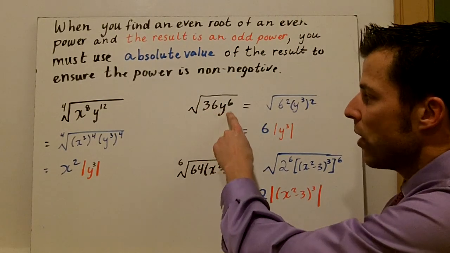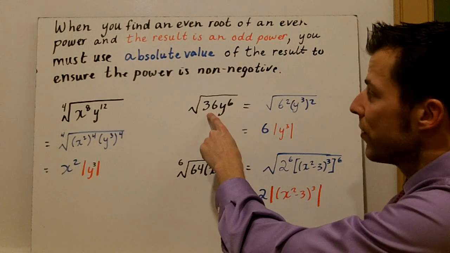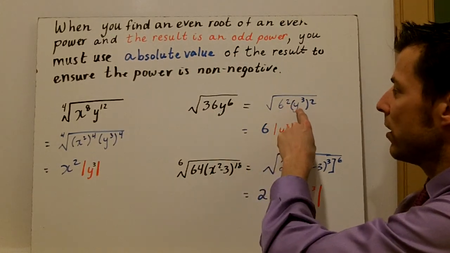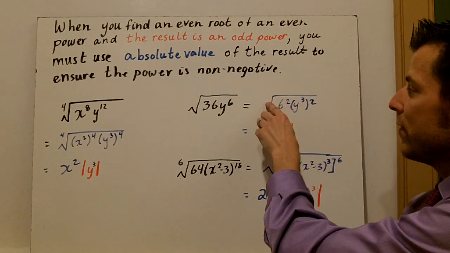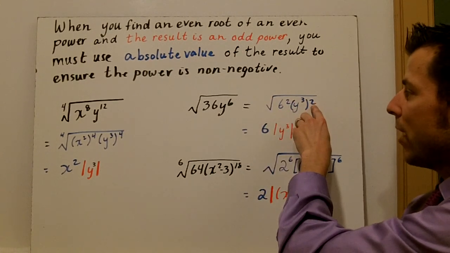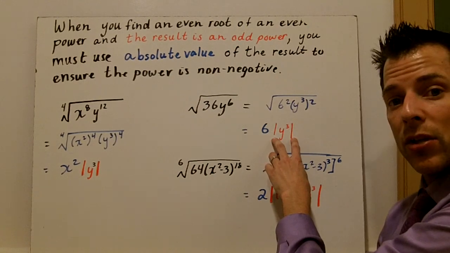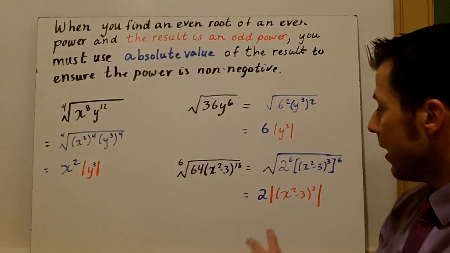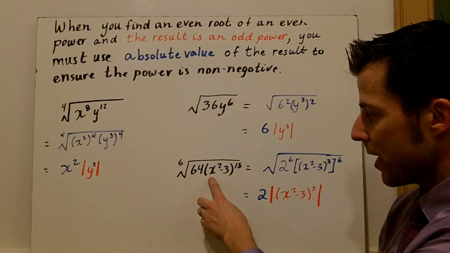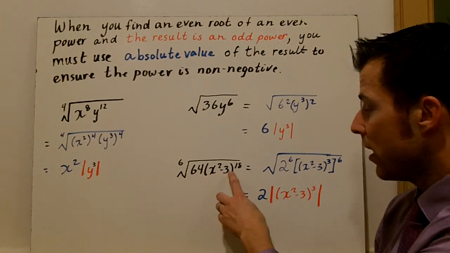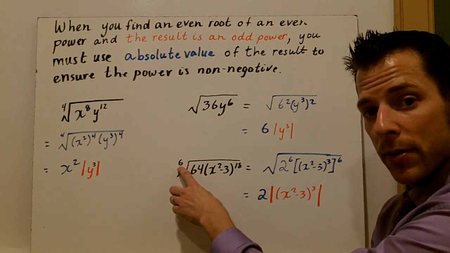Square root of 36y to the 6. Even root, even power. 36 can be written as 6 squared. Y to the 6 is y cubed squared. So look, there's an even root, even power, odd power coming out, so you have to put that in absolute value. And finally, the last one, the 6th root of 64 times the quantity x squared minus 3 to the 18th power. Even power, even root.